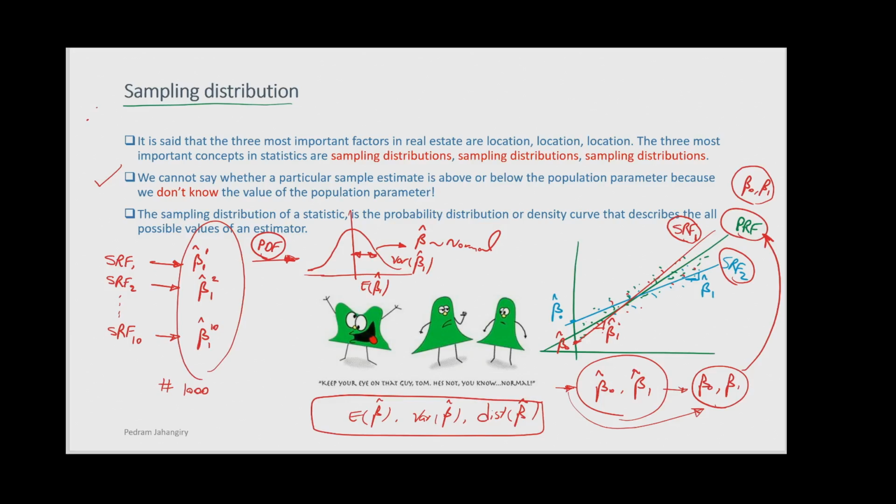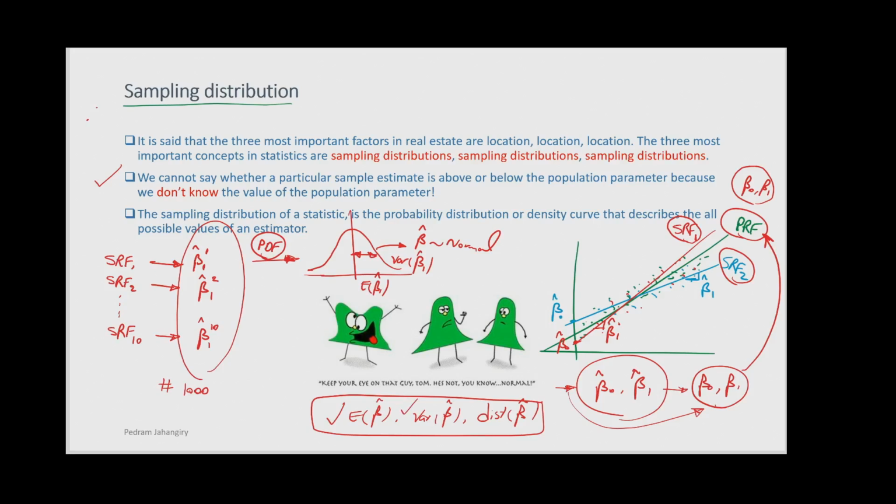Because I can tell at least whether on average these beta hats are close enough to the population parameters, the betas. If it is on average close, we give it a name. We say it's unbiased. That's the definition of unbiasedness. I'm going to officially present it in the next video, but that's literally the definition. If on average these beta hats are close to the unobserved beta, it's good news. We call that our estimate is unbiased. So I do care about the expected value.